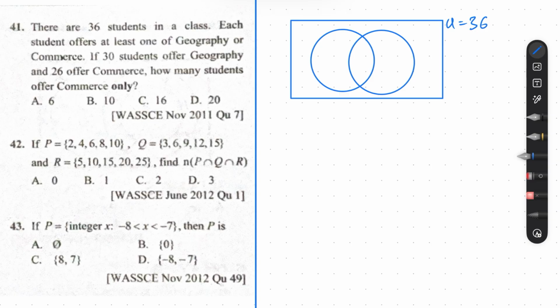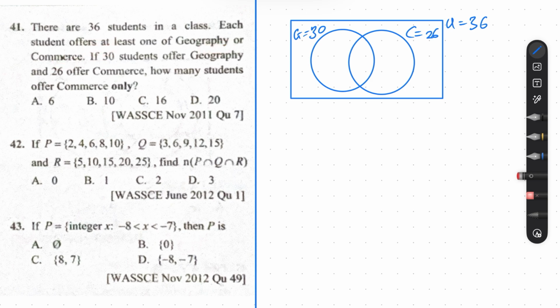Okay, so geography is equal to what? How many students offer geography? It says 30 students offer geography, so we have 30 right here. Then how many students offer commerce? 26. Now our question says each student offers at least one of geography or commerce.